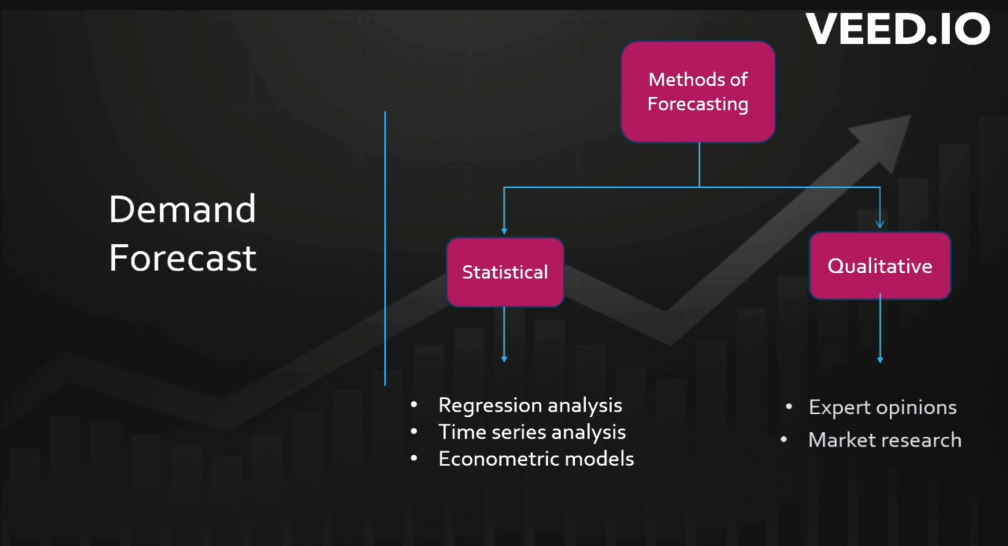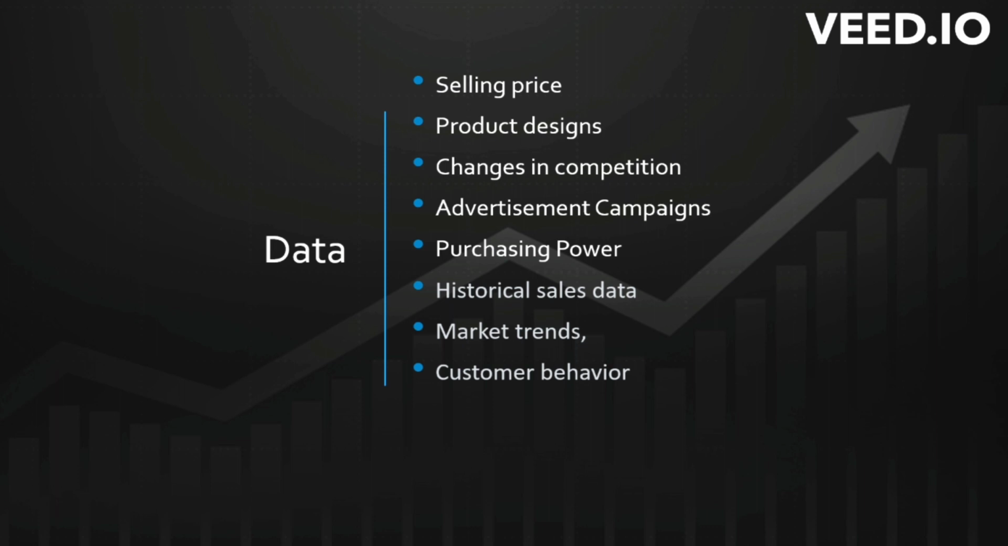Methods of forecasting. We might use statistical methods like regression analysis, time series analysis, or econometric models, and qualitative methods like expert opinions or market research. To make accurate data and demand forecasts, we need to gather and analyze a lot of different kinds of data. This includes selling price, product designs, change in competition, advertisement campaigns, purchasing power, historical sales data, market trends, and customer behavior.